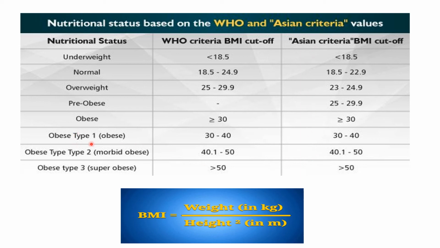See, obese type 1, obese type 2, obese type 3 are again the same in both WHO and Asian criteria. A BMI of more than 30 says they are obese. Obese type 1 is 30 to 40, obese type 2 is 40 to 50, and more than 50 is obese type 3. They are super obese. Okay.